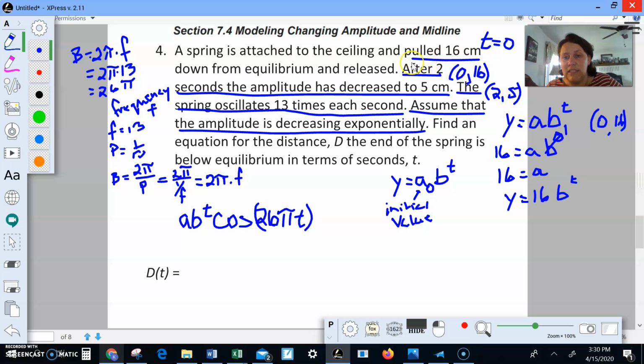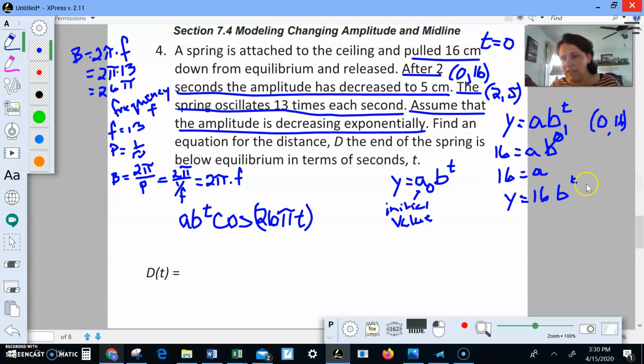When the spring is attached to the ceiling, pulled 16 centimeters down from equilibrium, and released. So when it is released, that's when time starts. It's 16 centimeters down from equilibrium. So 16 is always that initial value, and whatever value they give you there is going to be different for each question. But for mine, it's 16, and I can take that first value, the initial value, and plug it right in for a.